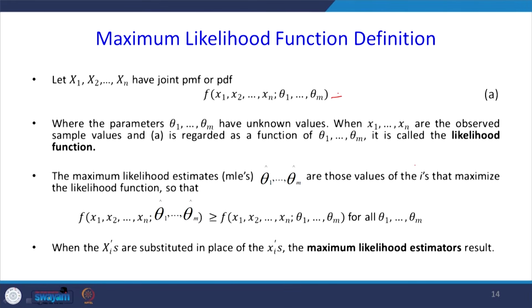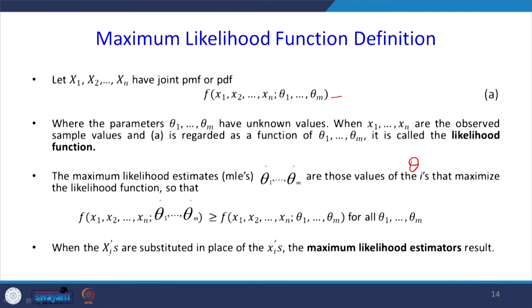So, this function is the likelihood function. The maximum likelihood estimates theta 1 hat, theta 2 hat, up to theta m hat are those values of the theta i's that maximize the likelihood function, so that f of x1, x2 up to xn: theta 1 hat, theta 2 hat up to theta m hat is greater than or equal to f of x1, x2, x3 up to xn: theta 1, theta 2, up to theta m for all values of theta 1, theta 2 and theta m.